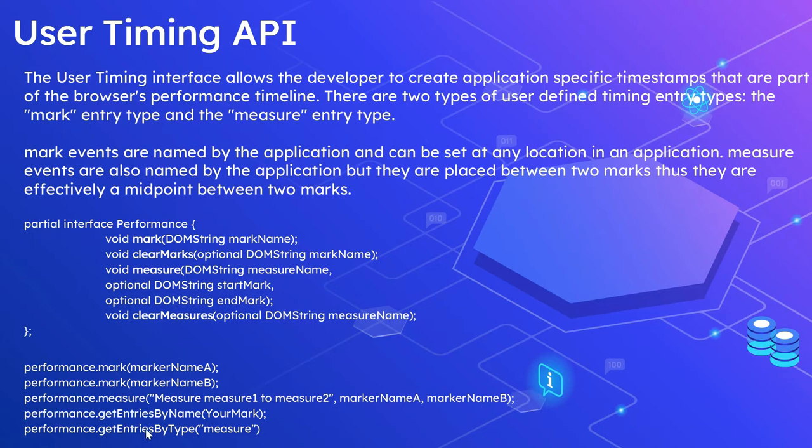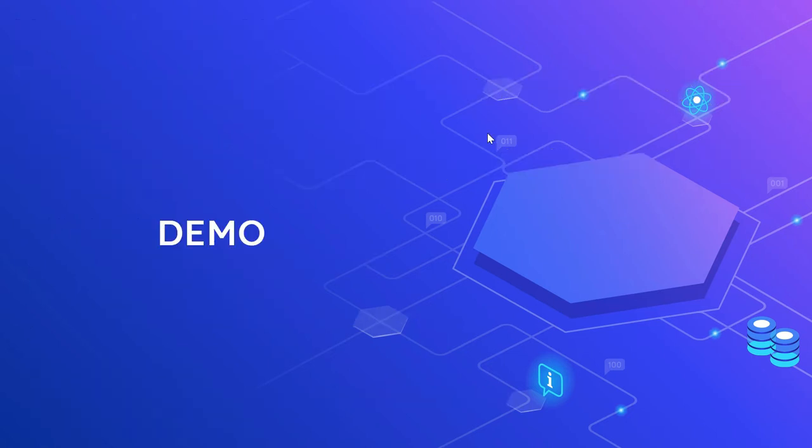Then performance.getEntriesByName your mark, you can get the mark entry. Also performance.getEntriesByType measure will return the measure entry. Let us now quickly see the demo.